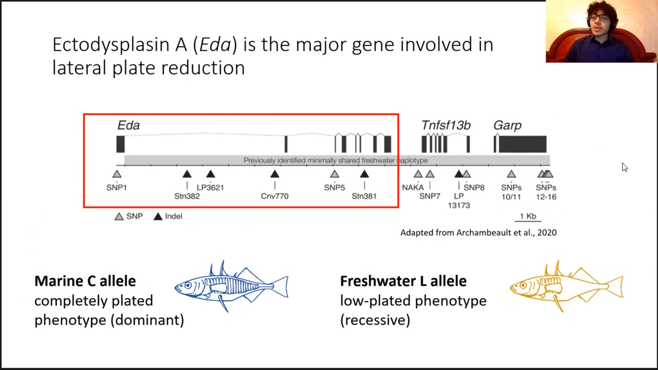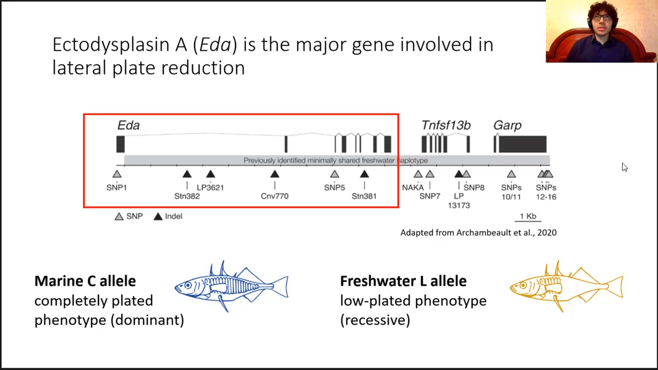We already know that the major locus involved in this loss of lateral plates is ectodysplasin A, also known as EDA. In vertebrates, this gene is involved in the development of epithelial appendages like hair, teeth, and scales. And in threespine stickleback, this gene is found within a 16 kb haplotype that is conserved in freshwater populations. This haplotype includes two immune genes also, TNFSF13B and GARP.